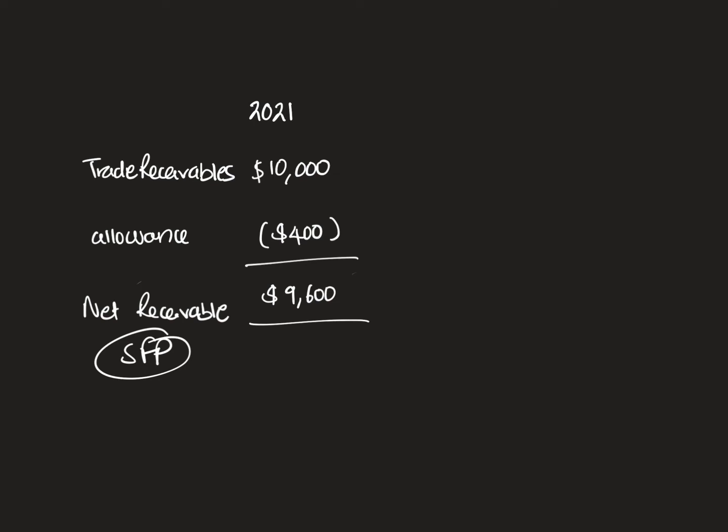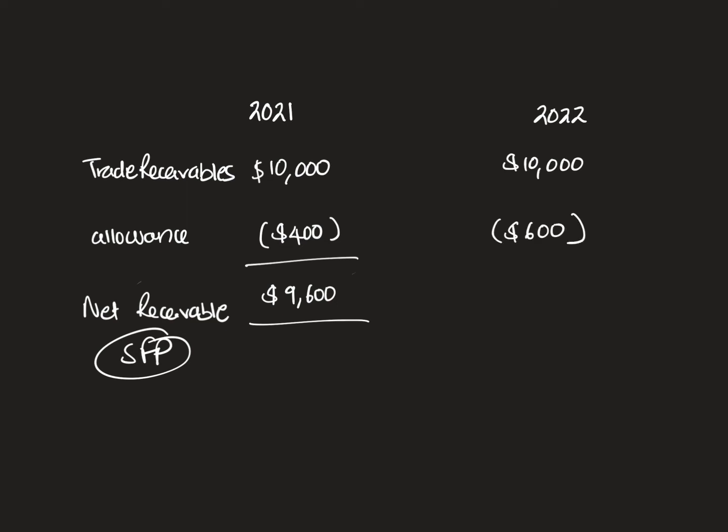Now, let's imagine that we are 1 year on into year 2022. And just for simplicity, let's just imagine our trade receivables are still $10,000. However, at the end of 2022, we realized that more of our receivables may not potentially pay us. So what we want to do is we want to increase the allowance to, let's say, $600.